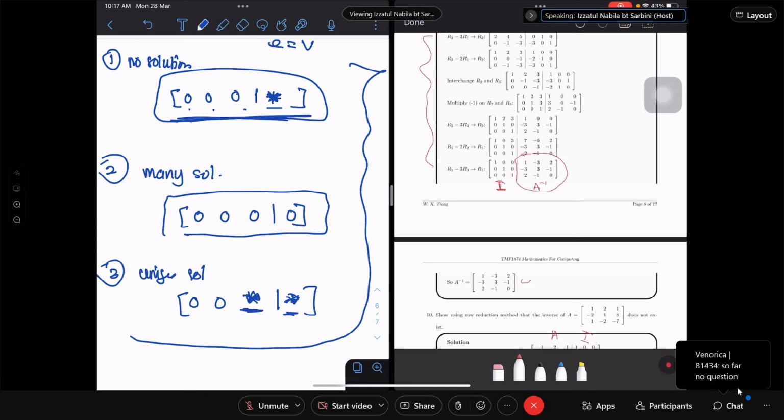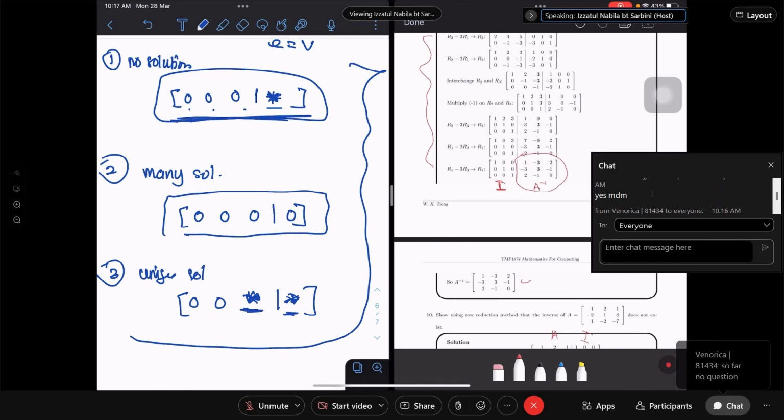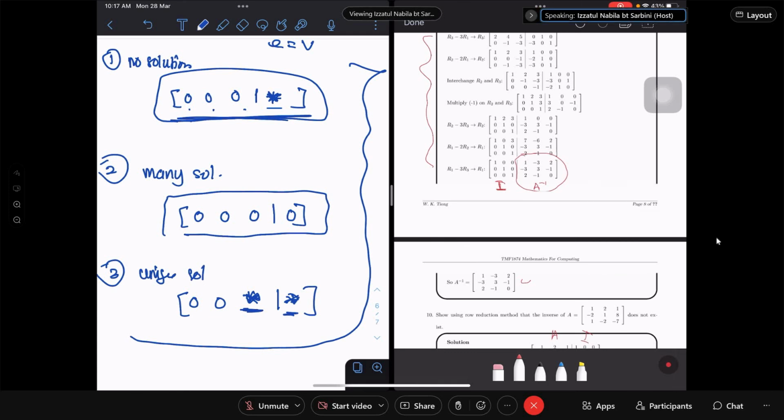And then make sure you know how to write your solution. You dah tahu macam mana nak reduce kan? And then the solution part, sometimes students don't know how to write the solutions. For a unique solution, it's very straightforward. X equals something, Y equals something, Z equals something, numbers. But for many solutions, you should know how to write many solutions.